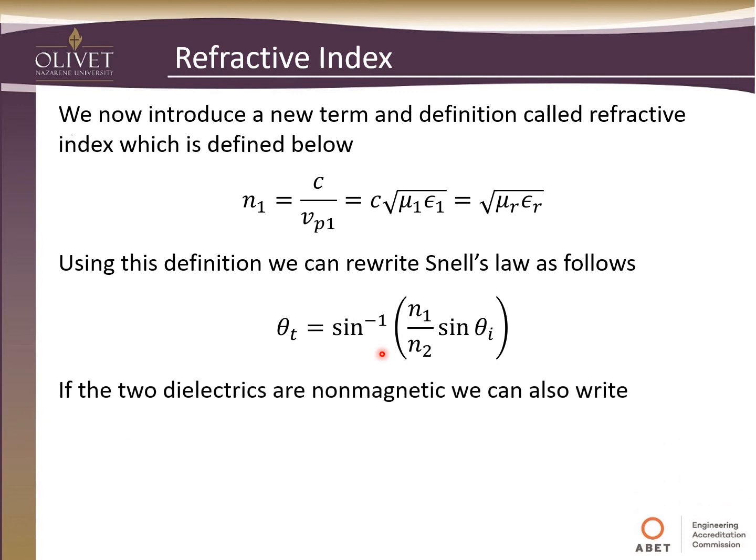So if the two dielectrics are non-magnetic, which is probably the case most of the time, we can even simplify this more to say that the relative permeability is 1. So now we're just looking at the ratio of the square roots of the permittivity that govern this angle.